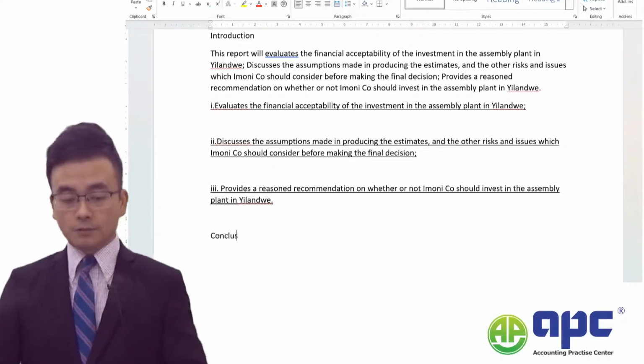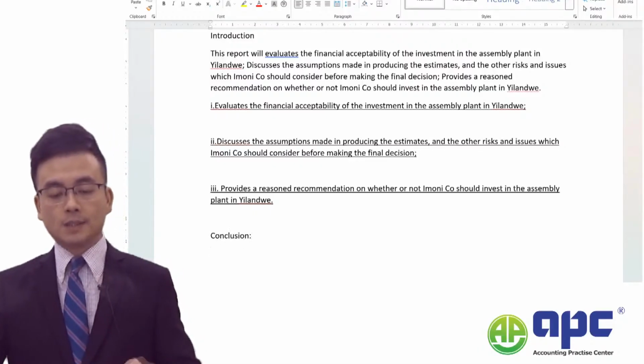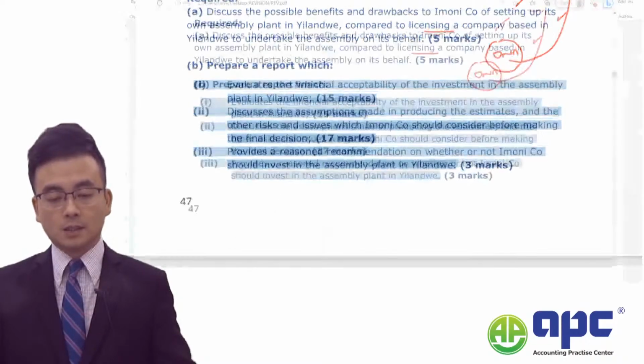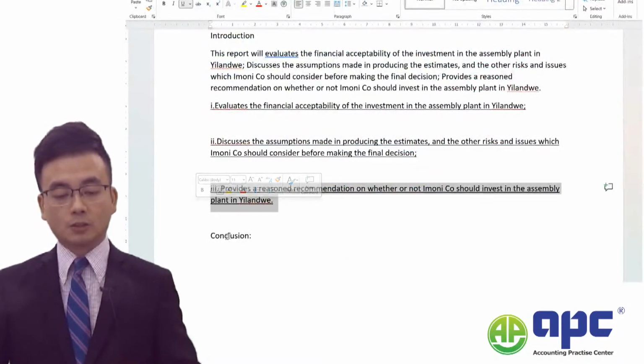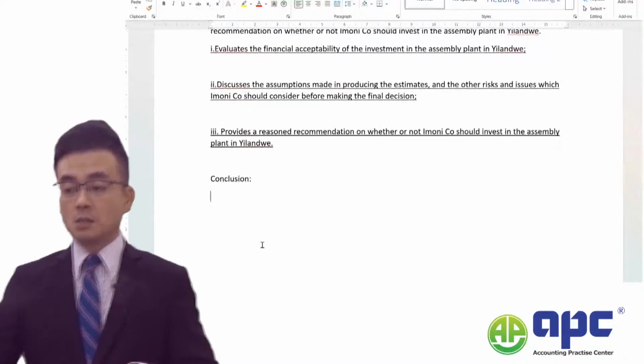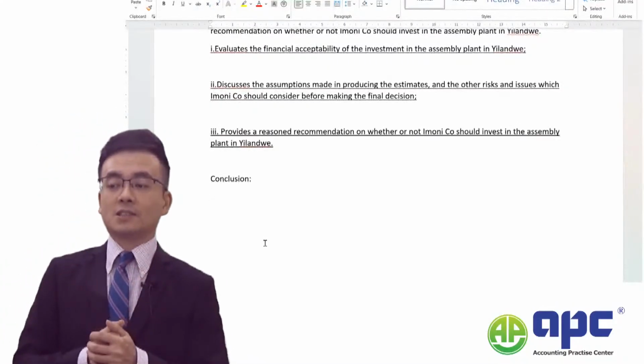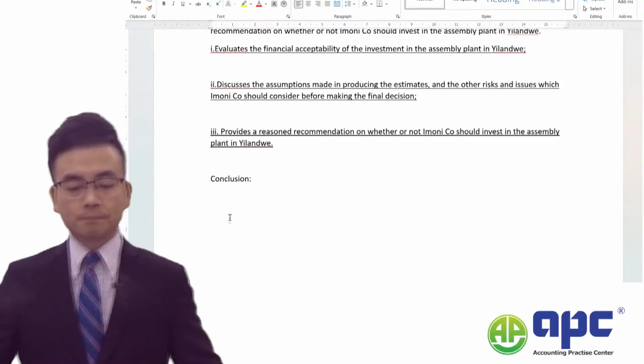Don't forget, you've got a conclusion in the end. The conclusion is that, well, make a recommendation. We should invest in that. So number 3 is the recommendation. The conclusion is what you would need to consider in the end, for example the sensitivity analysis or so on. You can always put that in.